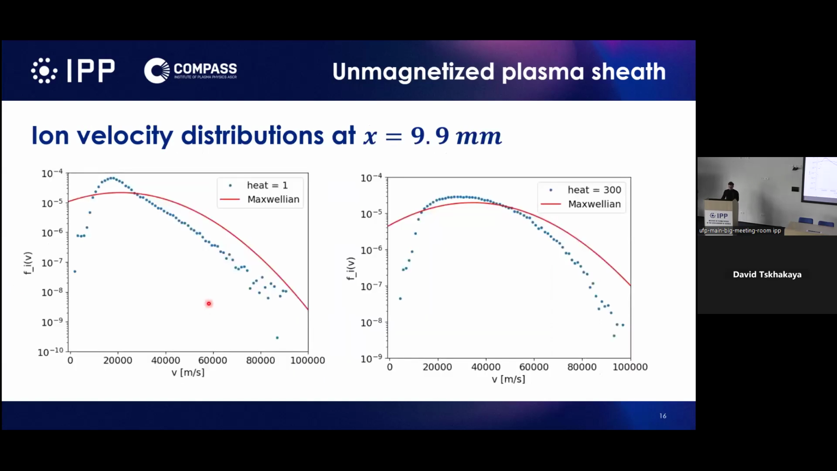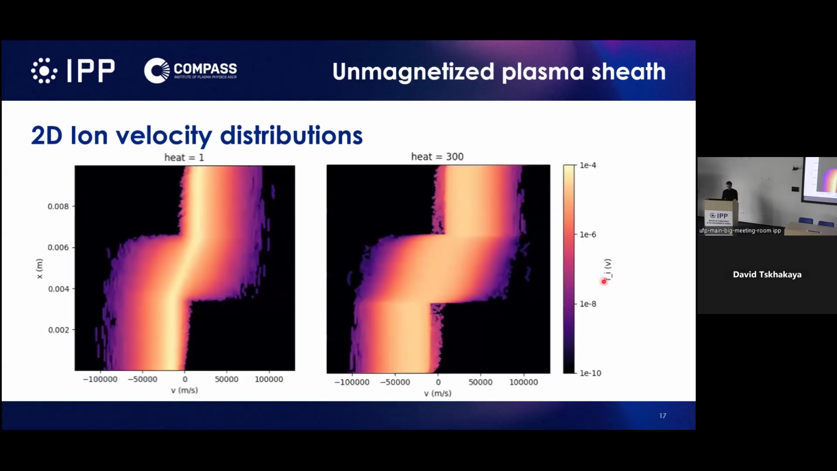We can observe also a similar thing with the ions. Here in the case of heating 1, again, we see a much higher number of the slow particles, and when we increase the heating to about 300, we get a better spread of the velocities. And the same thing can again be observed in the 2D case.